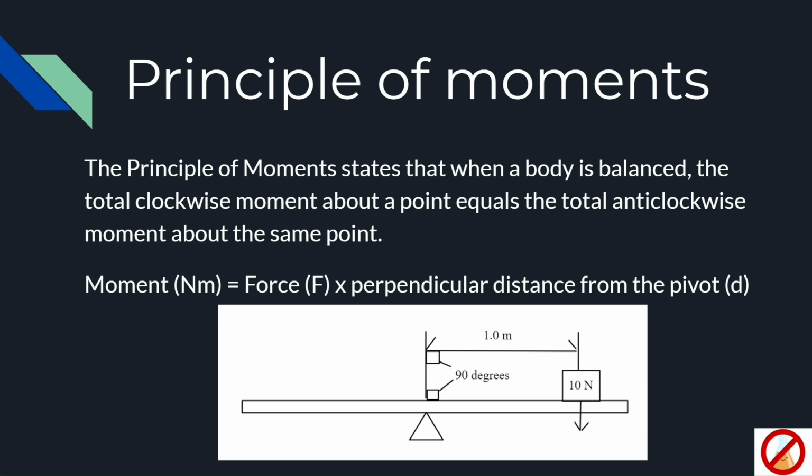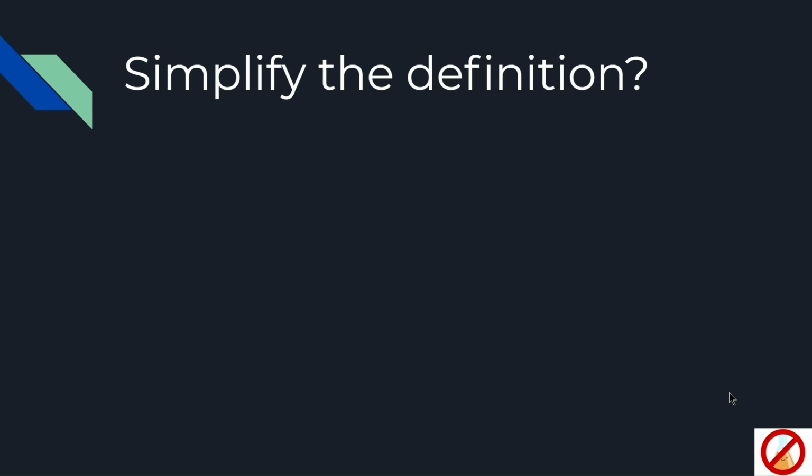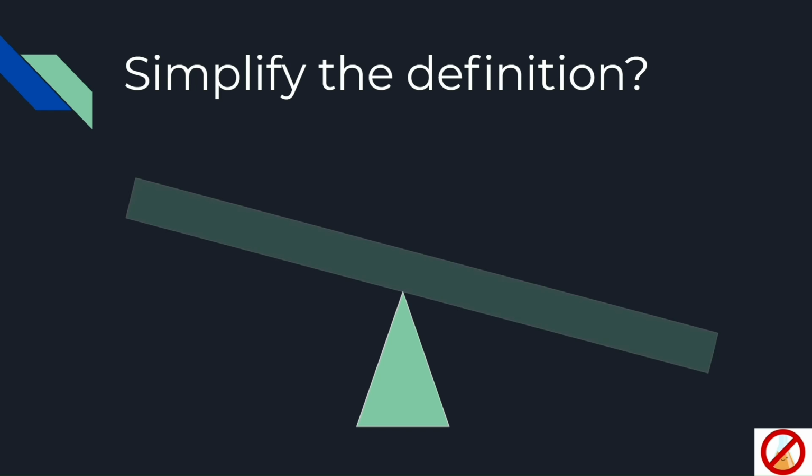And the definition on top says when it's balanced, the total clockwise moment about a point equals the total anti-clockwise moment about the same point. It seems complicated, but it really isn't. I'll explain later what this actually means. So in order to simplify that wordy definition from the previous slide, we have to know how to actually apply this. So let's just take a seesaw, alright?